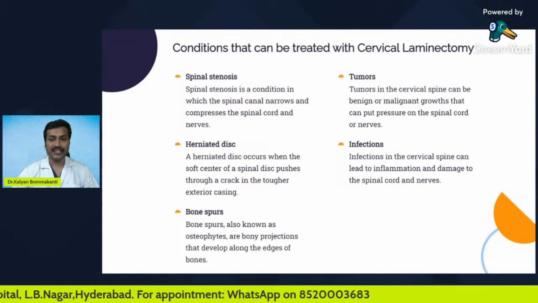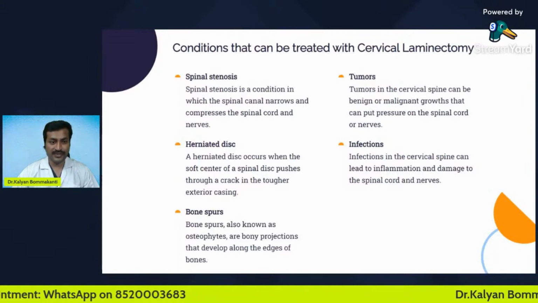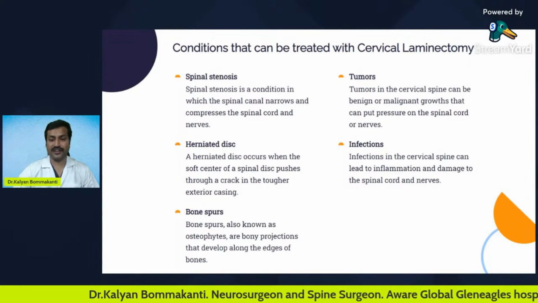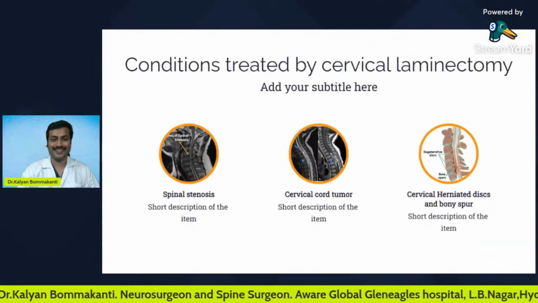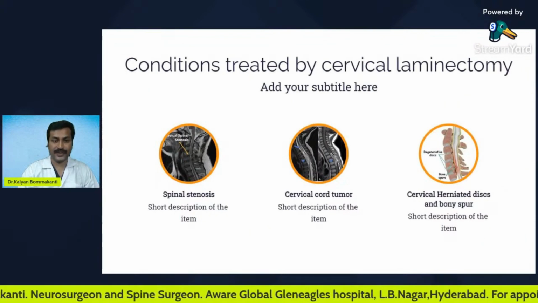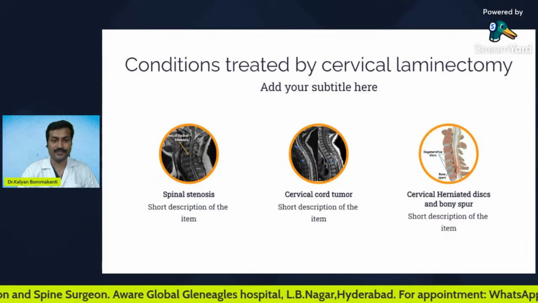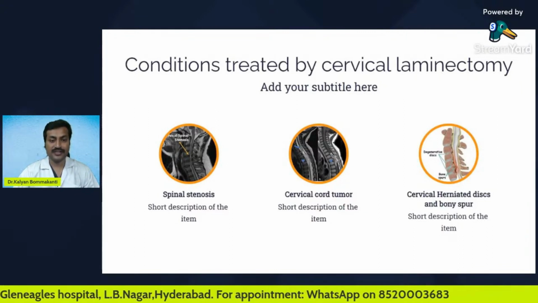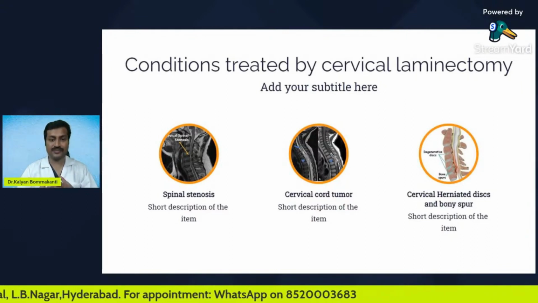So what are the conditions that can be treated with cervical laminectomy? Spinal stenosis, herniated disc, bony spurs, many tumors, and infections. See this picture. The first picture is spinal stenosis. What is stenosis? Stenosis is when there's cramping of space, when there's a decrease in space.